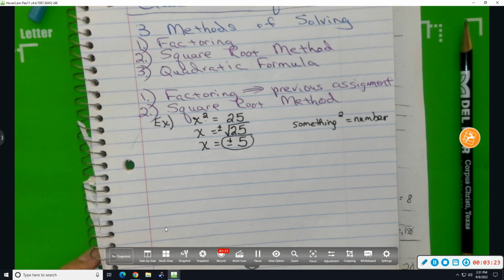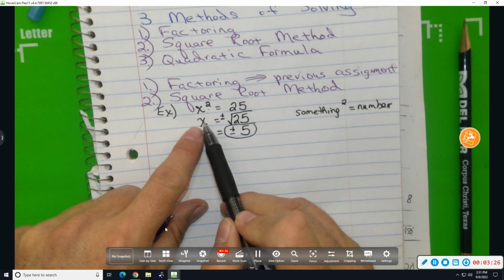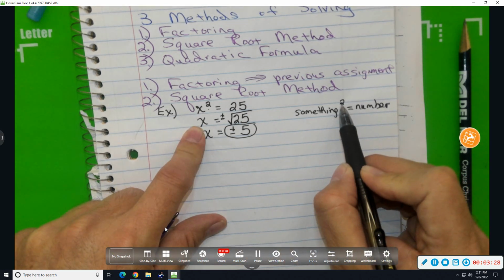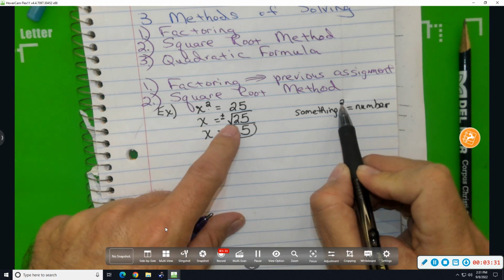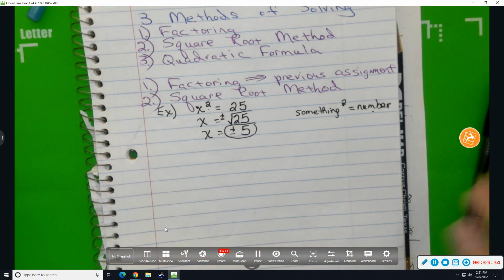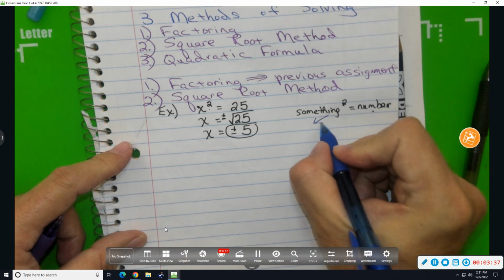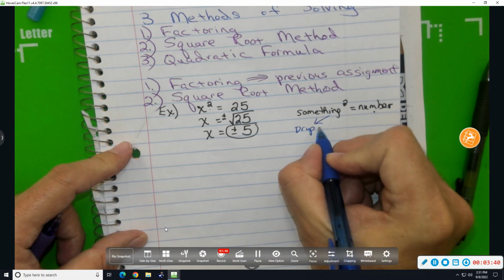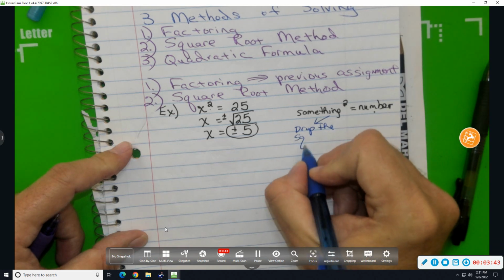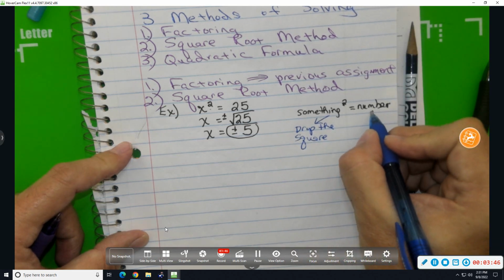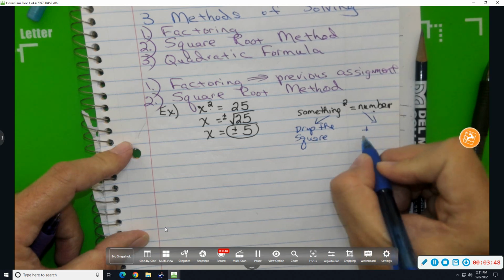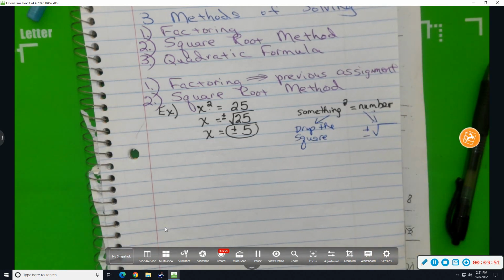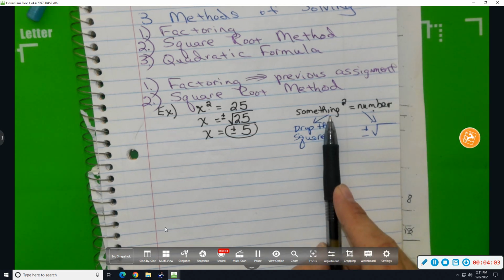Okay. And if it's in that form, then going from here to here, I'm dropping the square on the left and then taking the positive and negative square root of the number on the right. So on the left, I drop the square. Theoretically, what I'm doing is taking the square root. And over here, on the right, I take the positive and negative square root of the number. But it has to be in that form: x squared equals a number, or something squared equals a number. And you'll see why we're saying something in a moment.